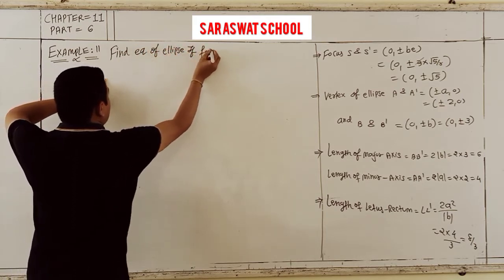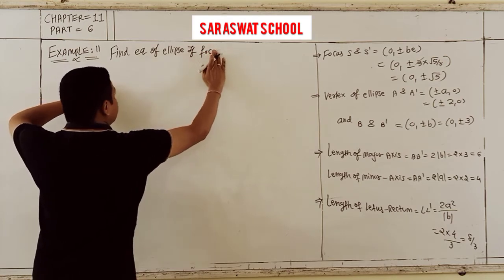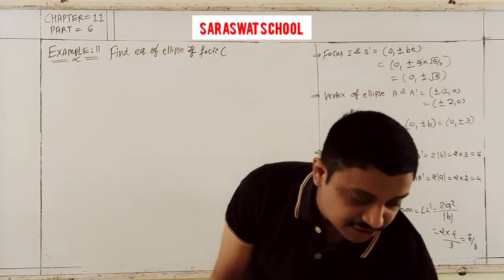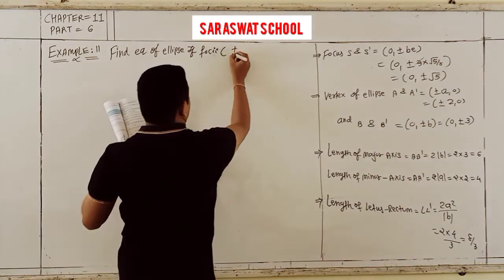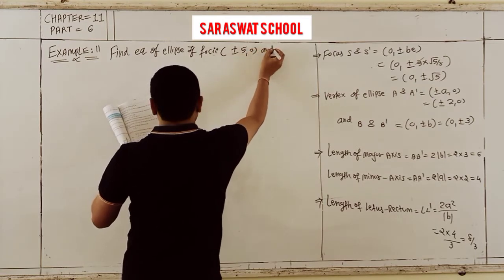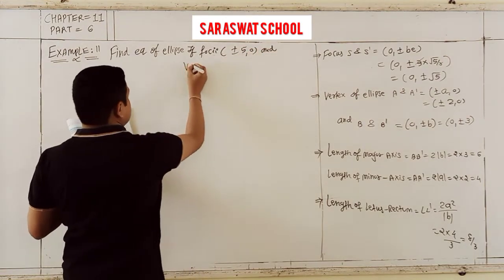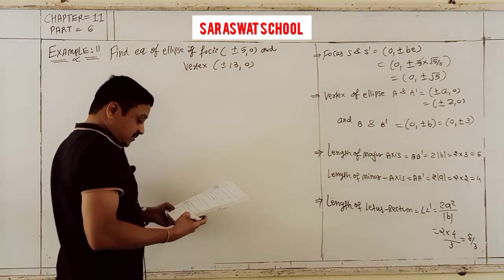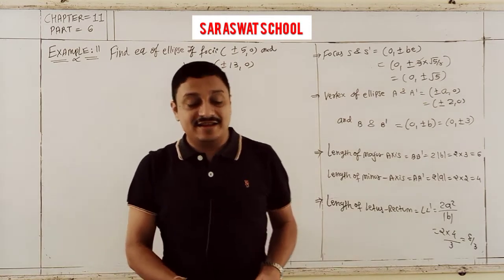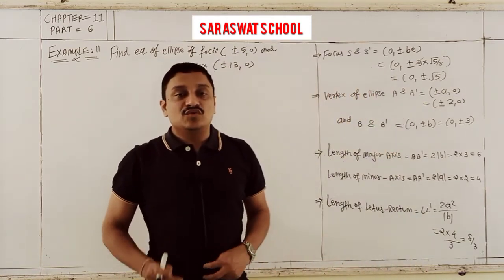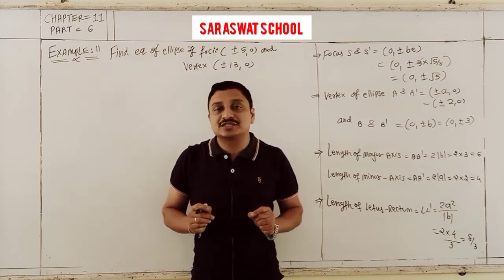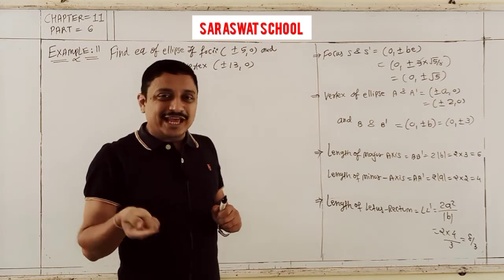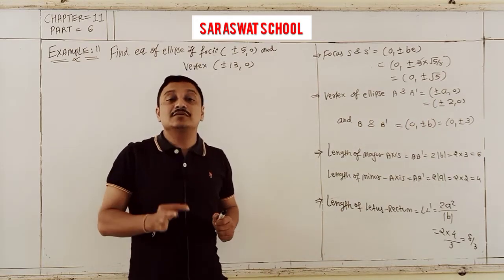if foci, either foci given, two foci are the same given, that's why the word foci is used. Yes, plus or minus 5, 0 and second given vertex plus or minus 13, 0. Yes, foci plus or minus 5, 0 and vertices are plus or minus 13, 0. First of all, students, you just draw the figure and plot your foci, because according to the foci you will judge what is the major axis.